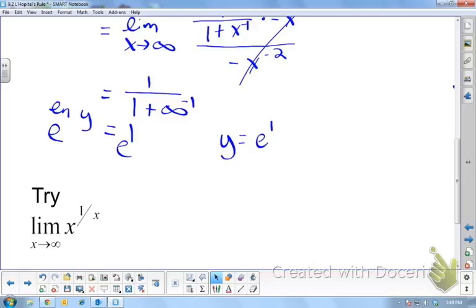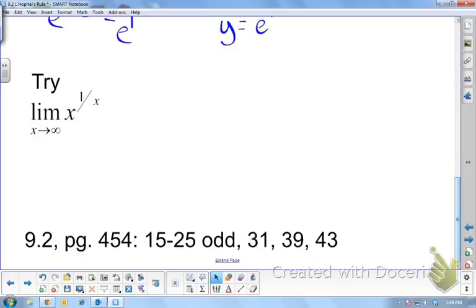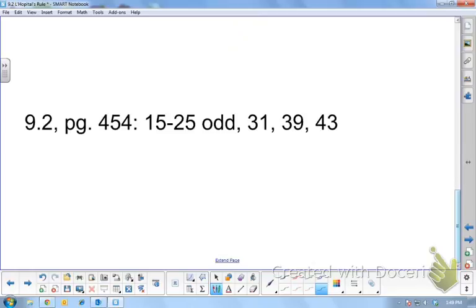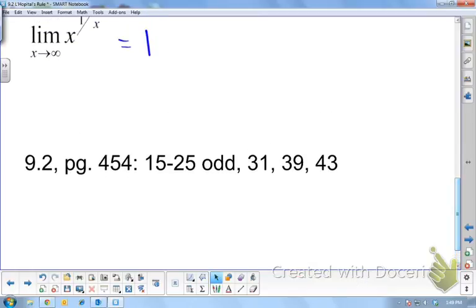Okay, so when you're finished, this limit should equal 1. Your final answer should equal 1. I've checked most of your guys' answers, but if you're not quite finished yet, I'll come by and check it. But I want to put the assignment up so people can get started.